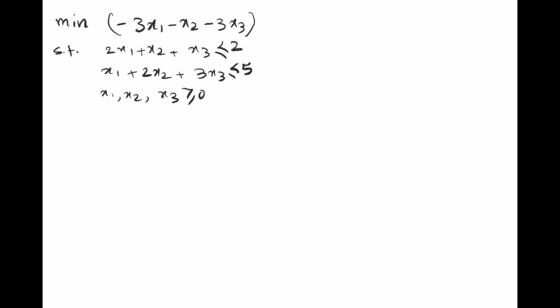So the first step that we have to do here is to transform the inequality constraints to equality, because we want to have the standard form before starting the simplex method. So what I'm going to do is add slack variables x4 here and x5 here.